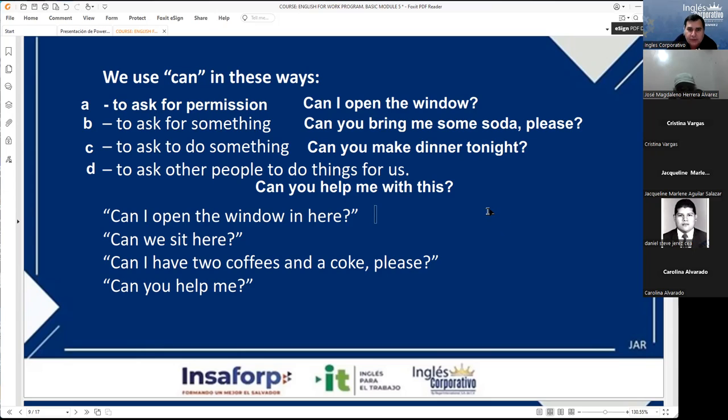Another one? No sería can you, ¿verdad? Sí. Pero es can I. Can I is what? Vean los ejemplos que les puse. Ask for permission. Can I open the window in here? In here. It's permission, right? ¿Puedo abrir la ventana aquí? Can I open the window in here? So, can I open the window in here? And you say, it's A, right?